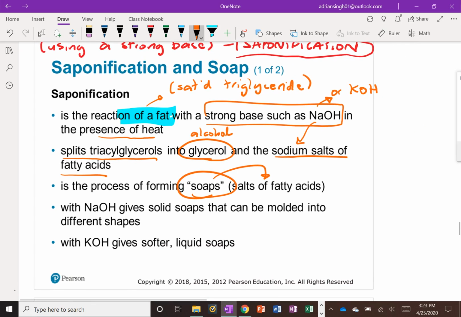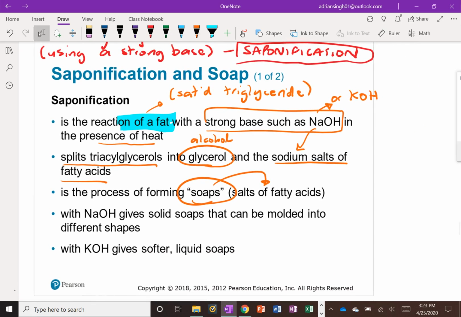So if we use sodium hydroxide for this saponification reaction, we get more solid looking soaps that can be molded into different shapes.